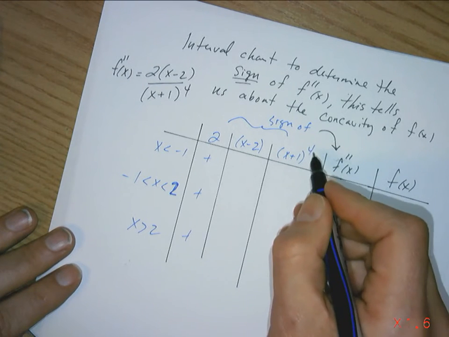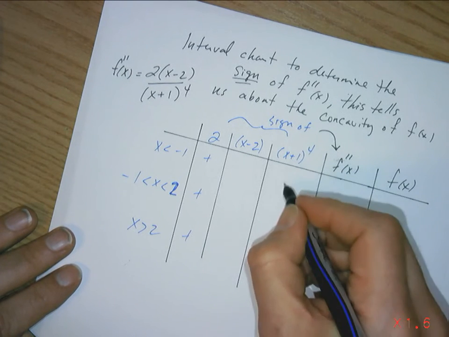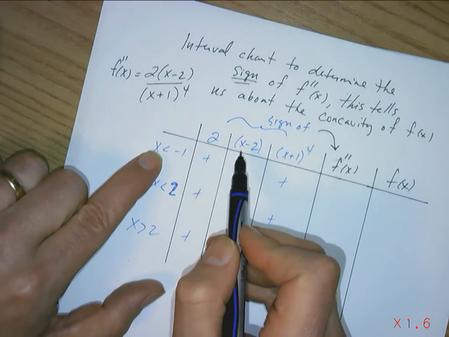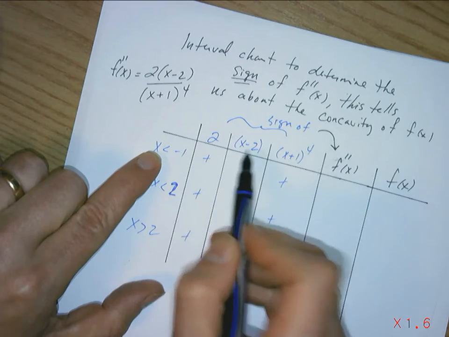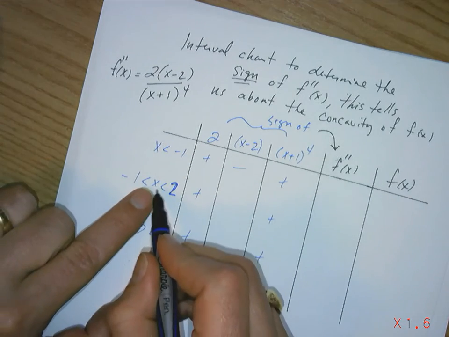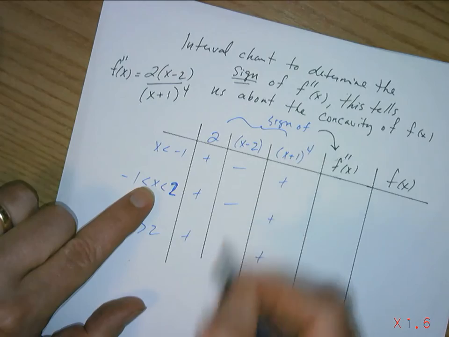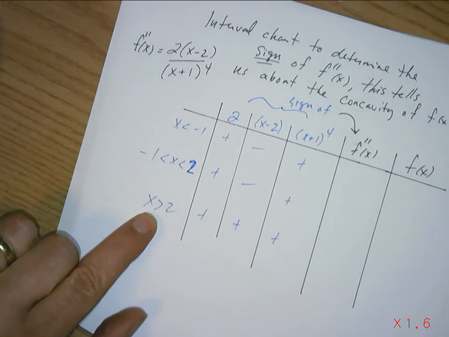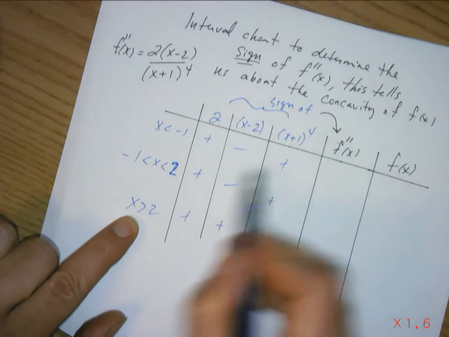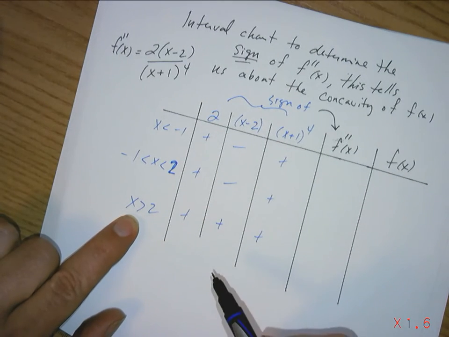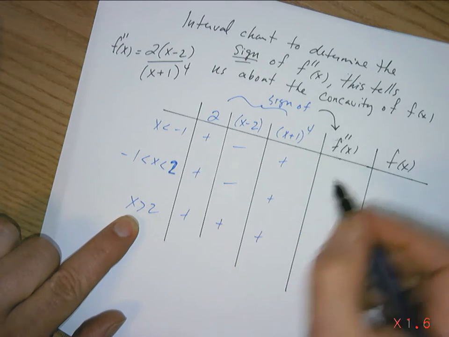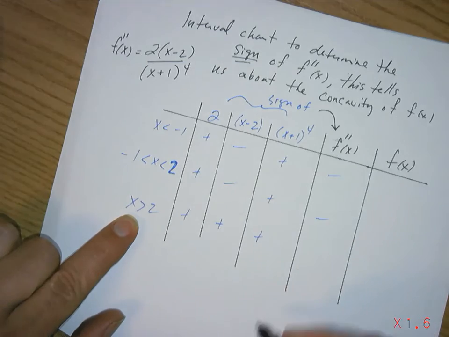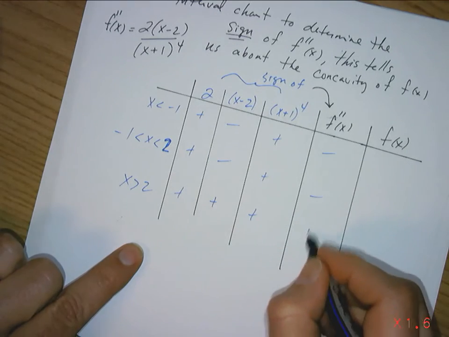This is an even power, so no matter what this is, it's going to be positive. This will change. So if I put in an x value that's less than negative 1, like negative 3, that will be negative. If I put in 0, it'll be 0 minus 2, so that's negative. If I put in 5, that'll be positive. These constitute the sign that I get for the second derivative. Positive, negative, positive is going to be a negative. Positive, negative, positive is going to be a negative. Positive, positive, positive will give me a positive.